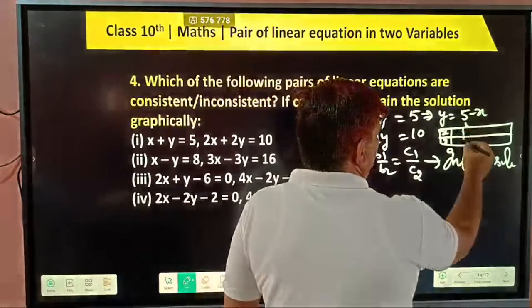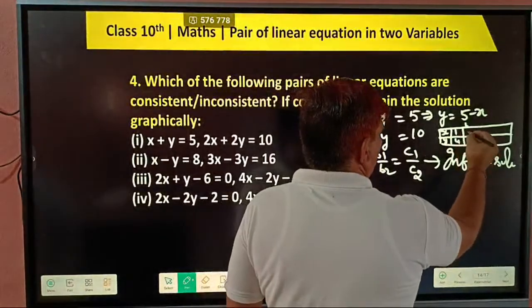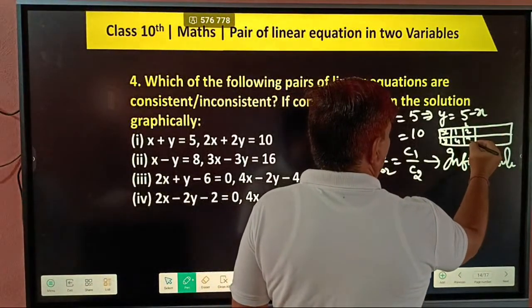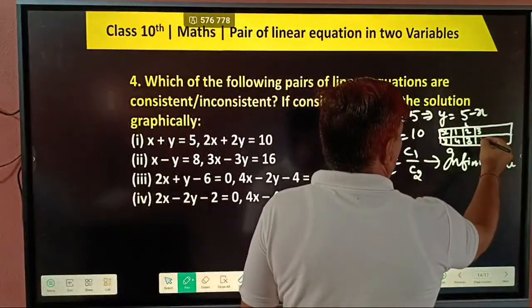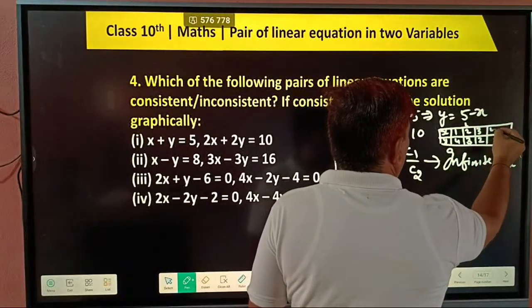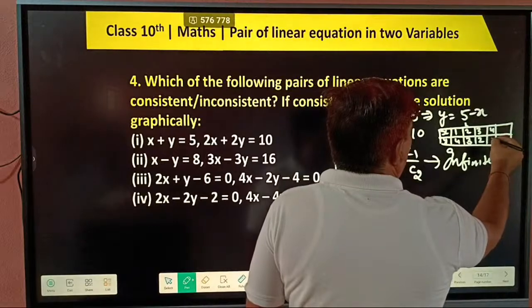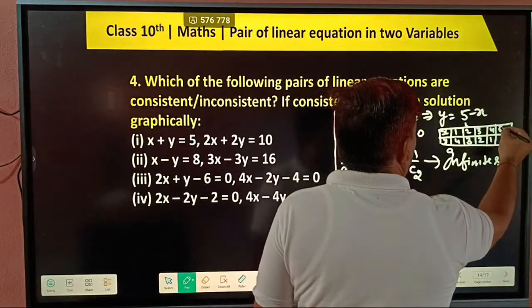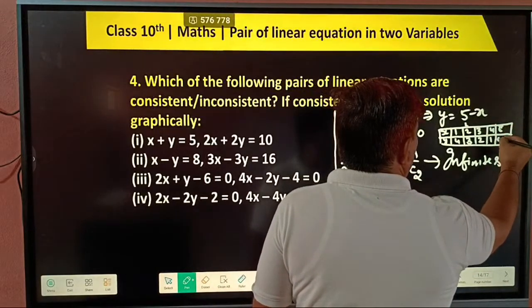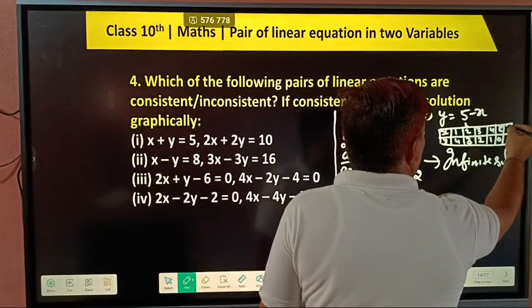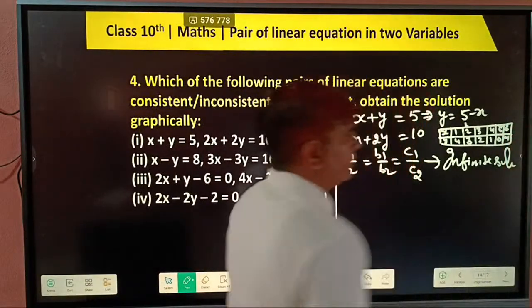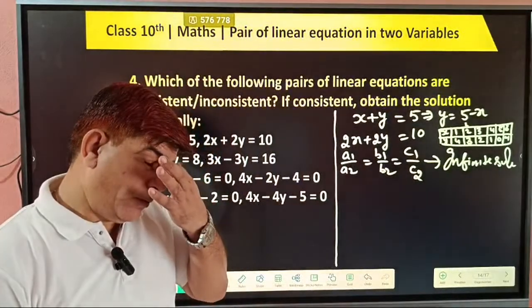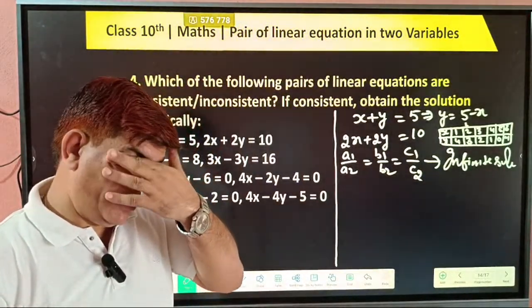If we take 1, this is 4. 2 we can take, 3. 3 we can take, 2. 4 we can take, 1. 5 we can take, 0. 6 we can take, minus 1. To draw the graph, taking 2, 3 or 4 points is sufficient.